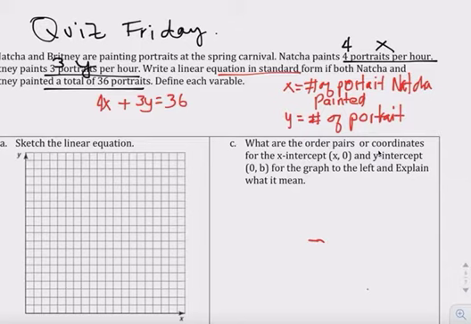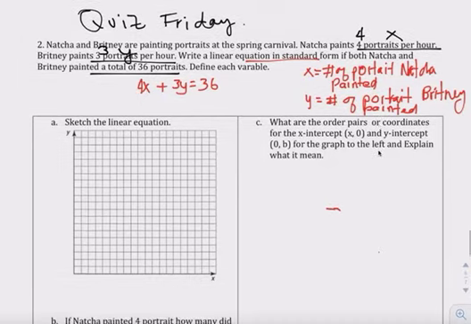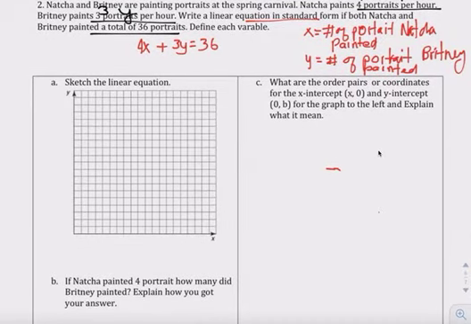Y equals the number of portraits Brittany paints. That's the equation, and we define the variable. Sketch the linear equation. Okay, there's 2 ways to sketch it. You can find the x and y intercept.